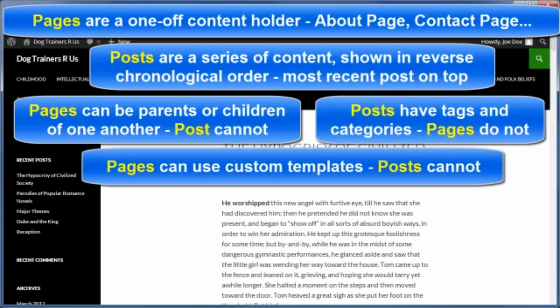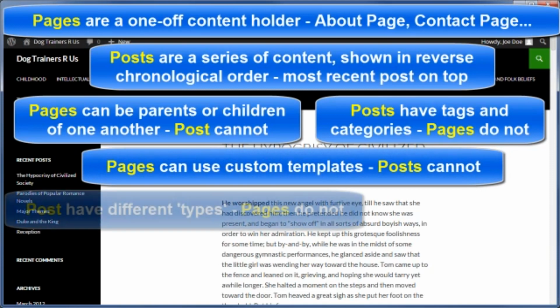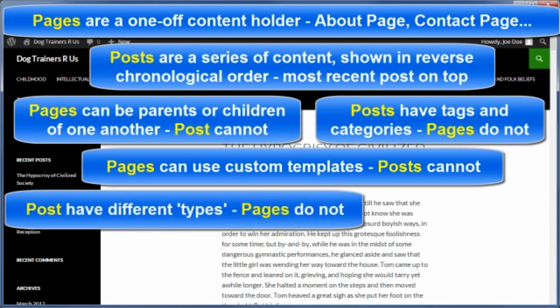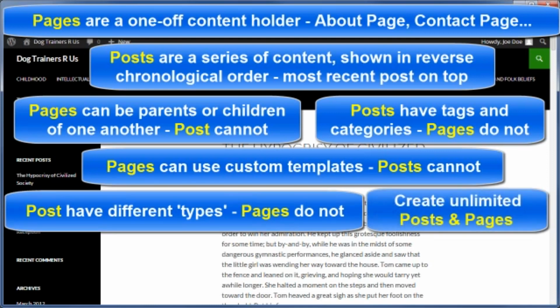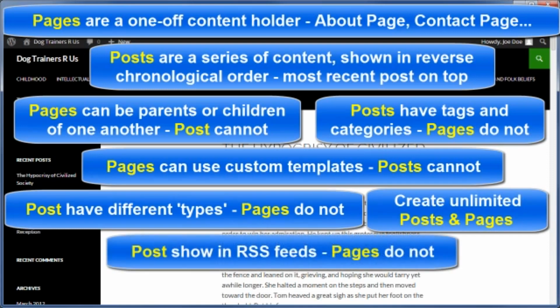And by default, you can use custom page templates, but you can't with posts. Posts have different post types, static, video, audio, depending upon the theme that you're using, and pages do not. And you can create as many different pages as you want, just like posts, and posts show up in your RSS feeds, but pages do not. And that's going to bring us to the end of this video on the differences between your WordPress post and your WordPress page.